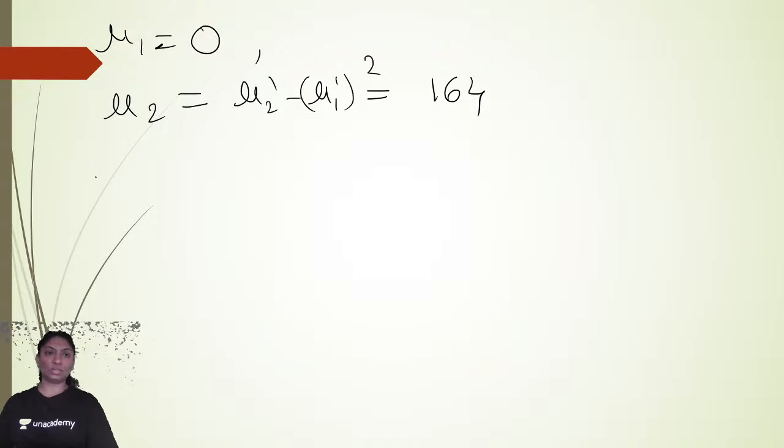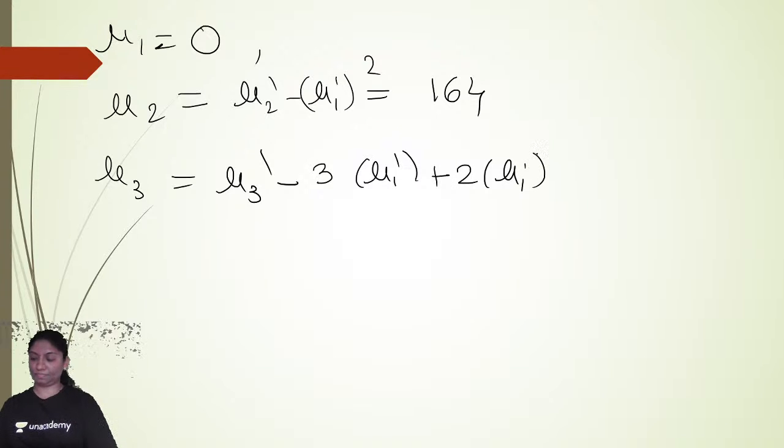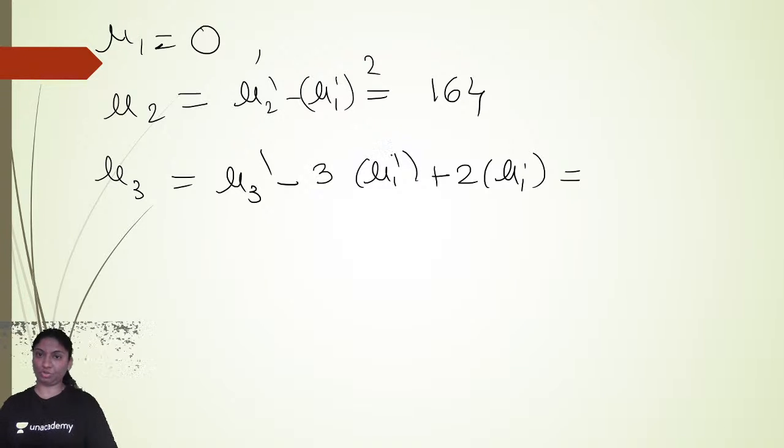You put the values. Mu3 is equal to mu3 dash minus 3 mu2 dash mu1 dash plus 2 into mu1 dash cube. mu1 dash cube चाहिए यहाँ पर. mu3 dash is equal to, you will get minus 360.